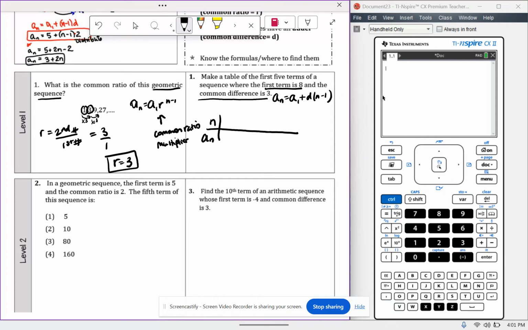So the first 5 terms of the sequence will be 1, 2, 3, 4, and 5. The first term is 8, and the common difference is 3. So therefore, to get from 8 to the next term, I'm going to have to do 8 plus 3, which is 11. I'm going to have 11 plus 3, which is 14. Then 14 plus 3 is 17. Then 17 plus 3 is 20. All we had to do is make the table.